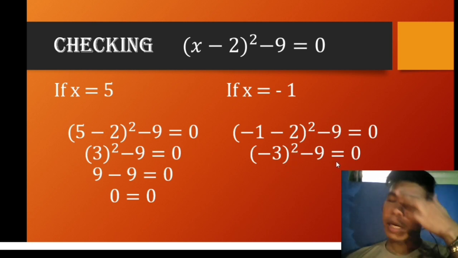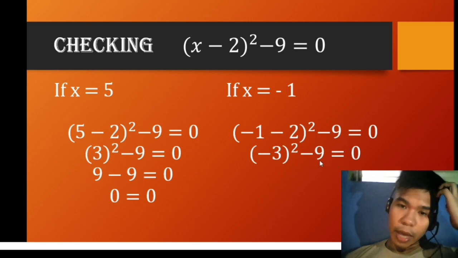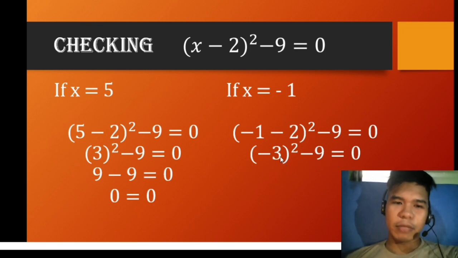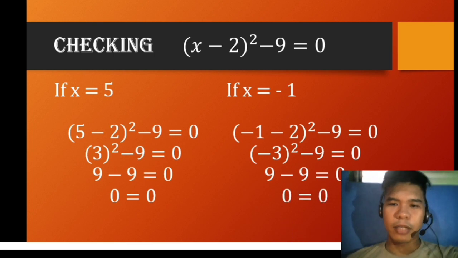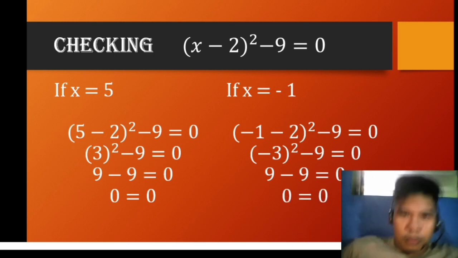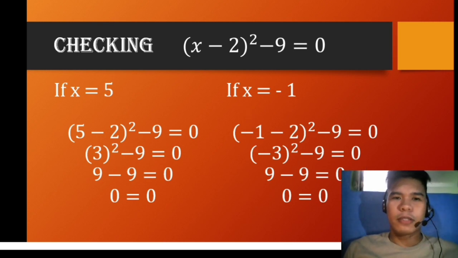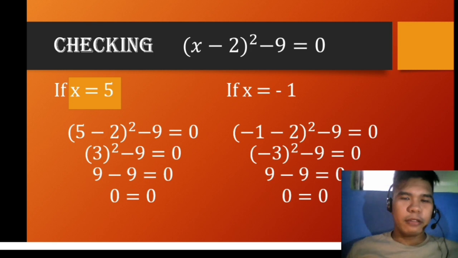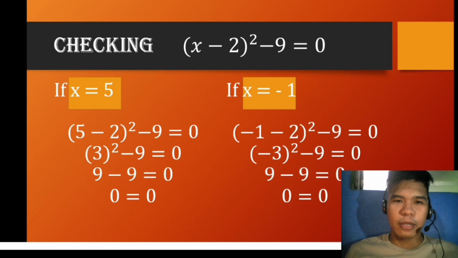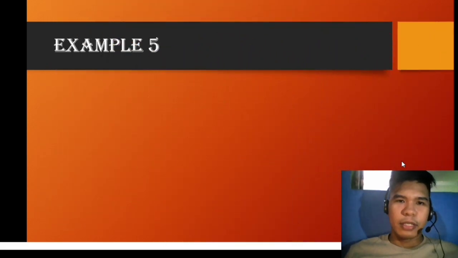So we simplify again the expression with exponent, and that is negative 3 times negative 3, which is equal to positive 9. And then you copy minus 9 equal to 0. So we have here now 0 equal to 0. So therefore, x is equal to negative 1 is also a solution. And x equal to 5 satisfies the given equation together with x equal to negative 1. Okay? So let's have another similar example.